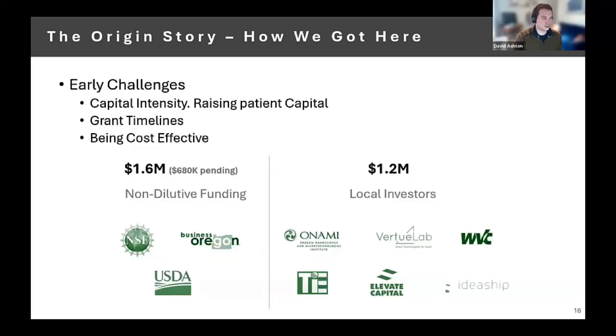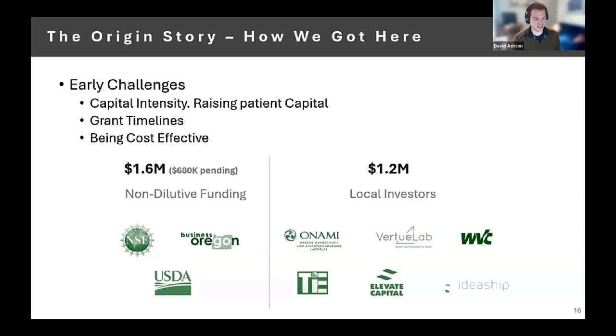So major challenges early on have been finding capital, not only finding capital, but finding patient capital. And so we were pretty lucky to be in Oregon. All of our investments have come through Oregon firms. So NAMI, Virtue Labs, Willamette Valley Capital, TIE is an angel group, Elevate Capital, and Ideaship. These are all Oregon-based investment firms.